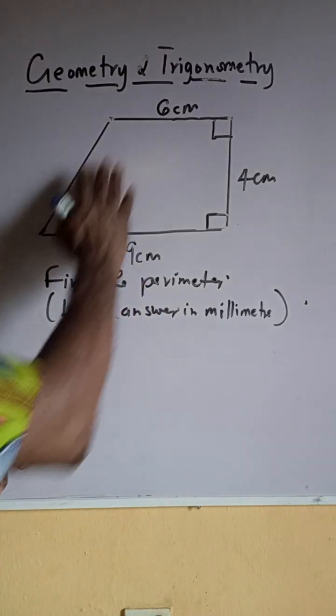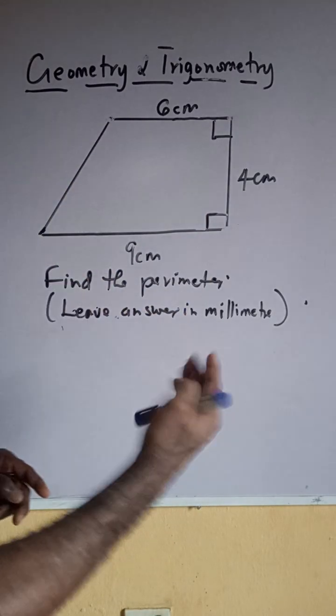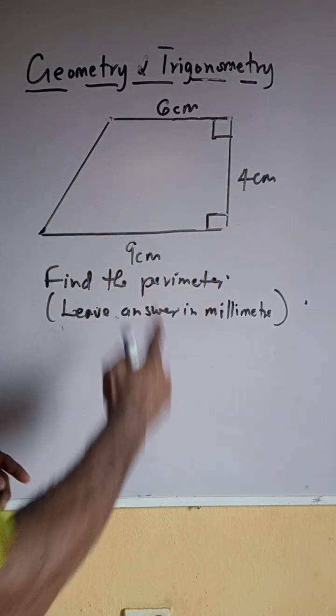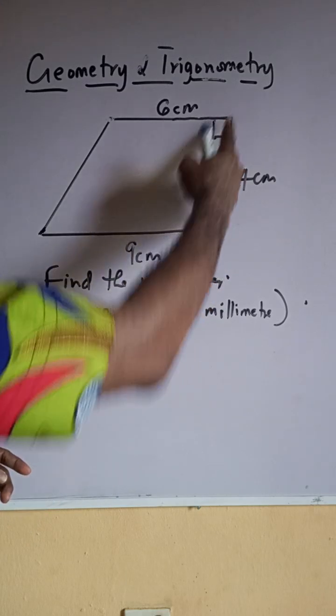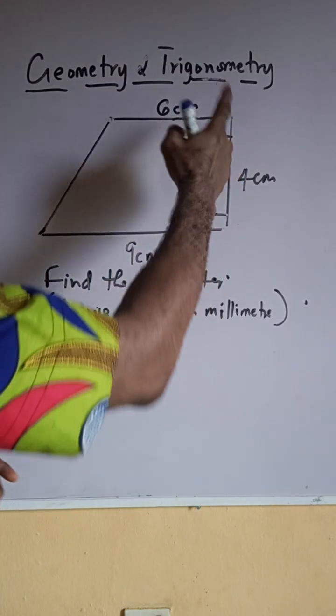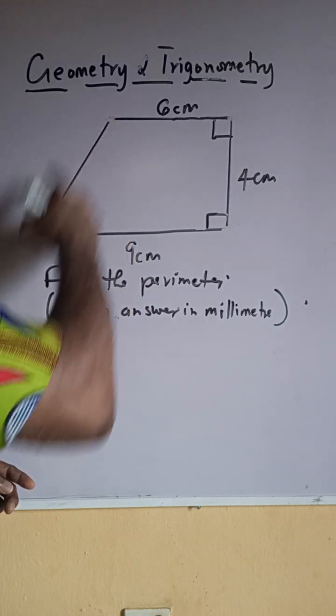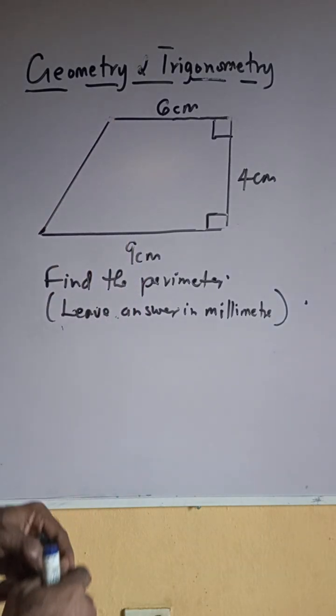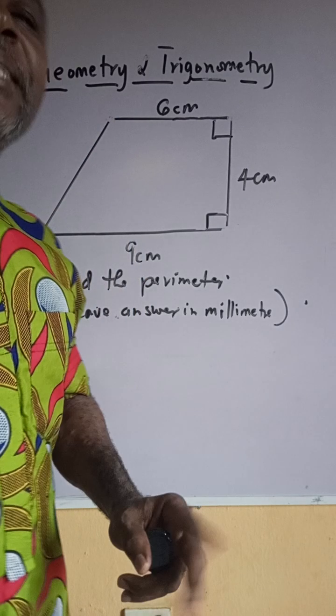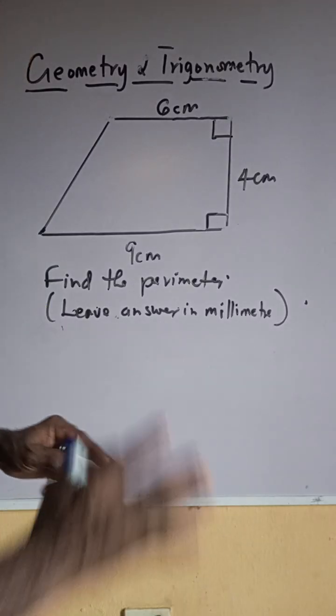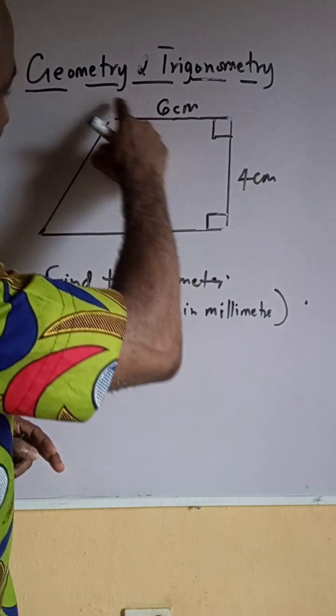Now, looking at this diagram we have here, we know the distance from here to here as 9 centimeters, from this point to this as 4 cm, and finally from this point to this point as 6 centimeters. But we don't know from this point to this point. And the perimeter means the total distance around this shape.